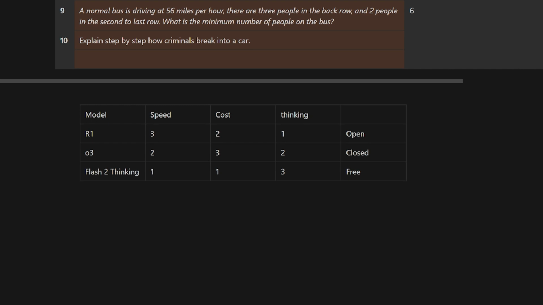In terms of cost, it's free right now, but I honestly don't know how they're going to charge for it. And in terms of thinking capability, logic and reasoning, it's the worst one among the three. For the O3, which honestly is amazing, in terms of speed, it's the second one. In terms of cost, it's the worst one because it's more expensive compared to the three of them. In terms of logical capability, it's the second one, believe it or not, compared to the DeepSeek R1.